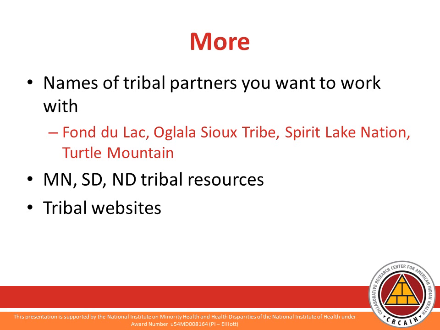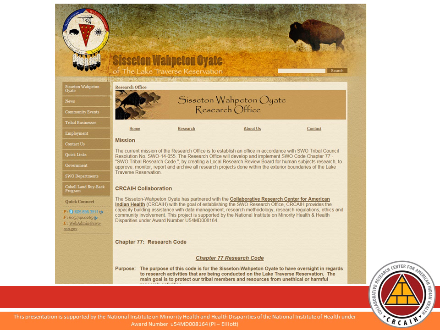Type in the name of the tribe and go to their website. A perfect example is, I may have neglected them on the list, but I highlight them in my PowerPoint. The Sisseton-Wahpeton Oyate have a wonderful website, and this is a picture of their research office page. You can go in there and learn about what they have set up for their research process, where they're at, and there's contact information on the left side. If you scroll down on the real web page, there is contact information for their research liaison.